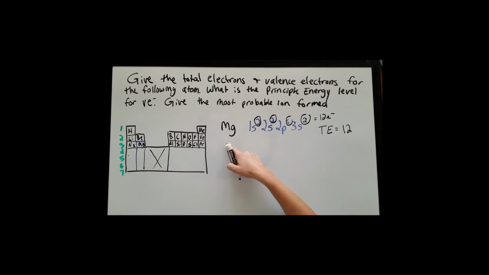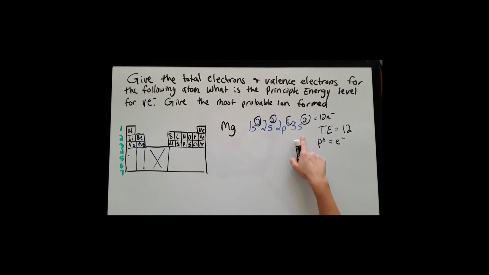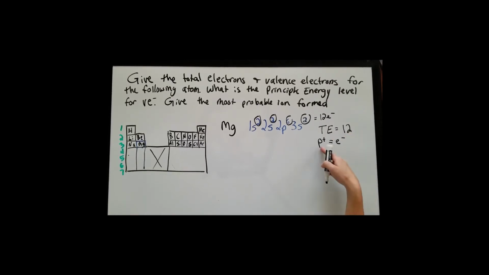Now, since this is a neutral atom, it doesn't have a charge, that means that the number of protons is going to equal the number of electrons. So if you didn't want to write out the complete electron configuration, you could have just looked up the atomic number of magnesium, which is 12. And since this was a neutral atom, the protons equal the electrons, which would also be 12. So that's a shortcut way to do the total electrons.